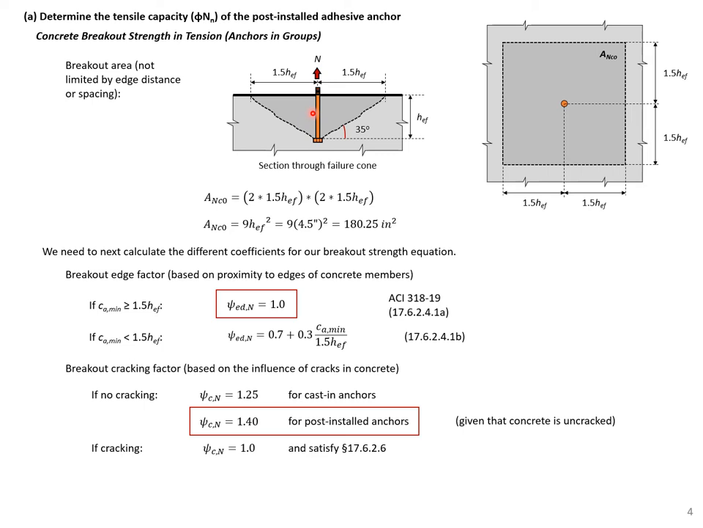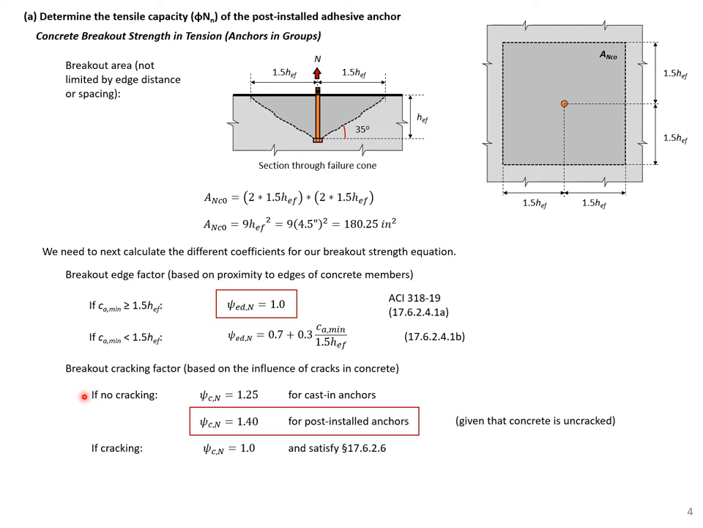So our c_a,min, our minimum edge distance, is greater than or equal to 1.5 h_ef. So if you go to the last slide, you'll see the minimum edge distances of 10 and 12 inches. The minimum is 10 inches, which is greater than our 1.5 h_ef. So we can use a psi factor here of 1.0.